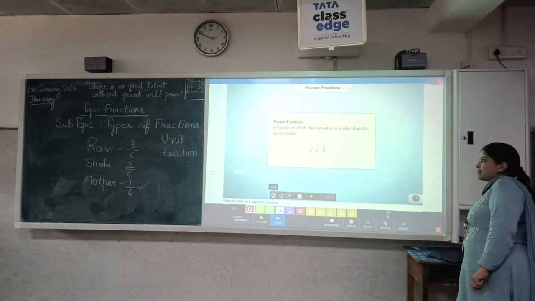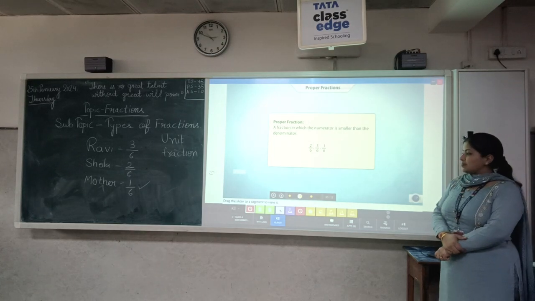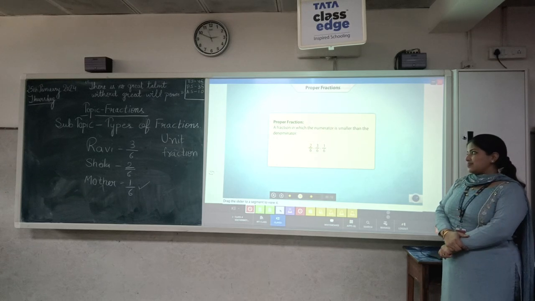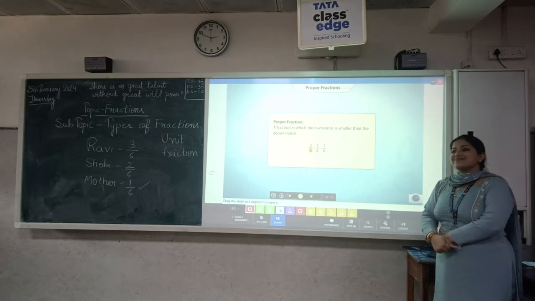As their numerators are smaller than their denominators. For example, in the fraction 2/6, the numerator 2 is smaller than the denominator 6.